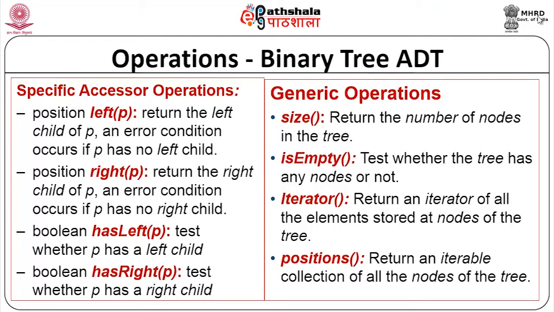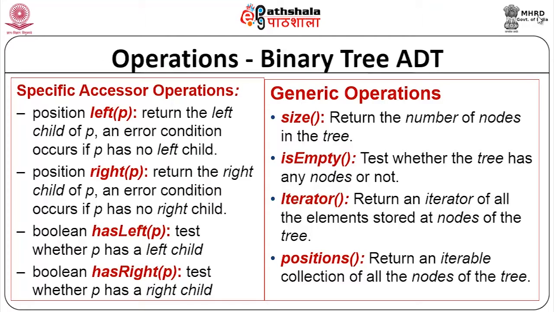So, these are accessor operations: gives the left child of a node, right child of a node, checks whether a node has a left child, has a right child. You do not have to use all the operations, it is just that we are giving a generic set of operations. Then you have generic operations: size returns the number of nodes in the tree, is empty tests whether the tree has any nodes or not.